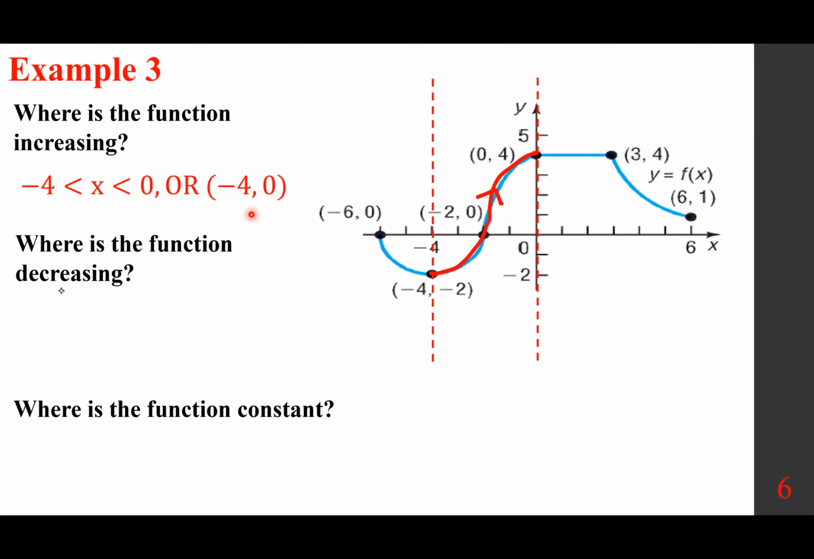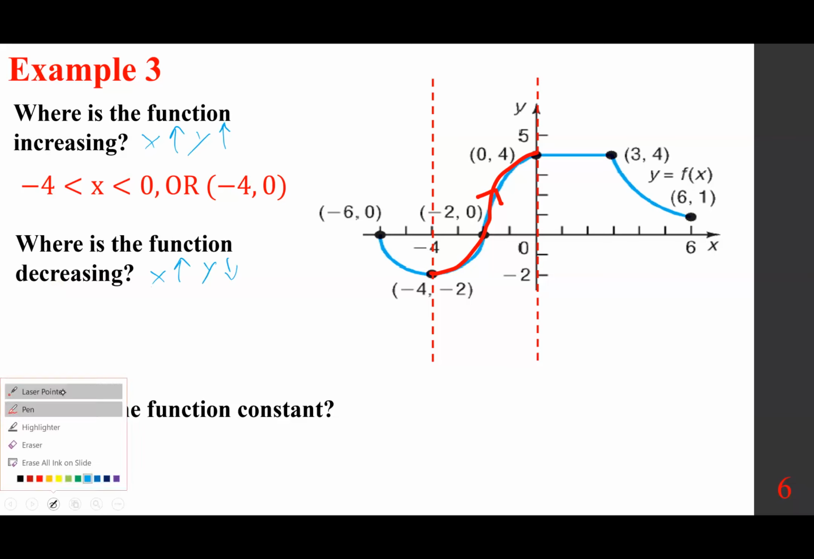What about decreasing? If you recall, as we go from left to right, x gets larger. But what happens to the y? If the y gets smaller, that's decreasing. Let me write that again. In this case, x gets larger, so does y. In this case, when x gets larger, y gets smaller. That's the simple definition. So over here, it's decreasing, and over here it's decreasing.